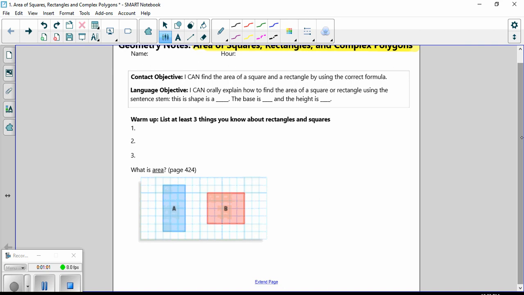So the warm-up lists 3 things that you know about rectangles and squares. So if you want to take a minute and pause the video and go ahead and write 3 things that you know about rectangles and squares.